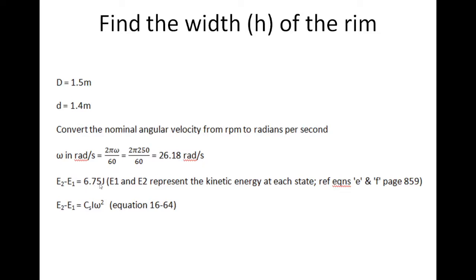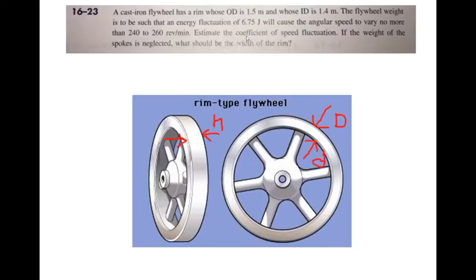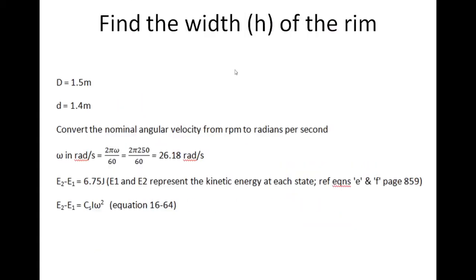The 6.75 given in the problem statement is this E2 minus E1 value, and what they're saying here is that the energy fluctuation is going to be 6.75. So E2 is the kinetic energy at state 2, E1 is the kinetic energy at state 1. So all we're saying is that the difference between those two is the 6.75 J number.